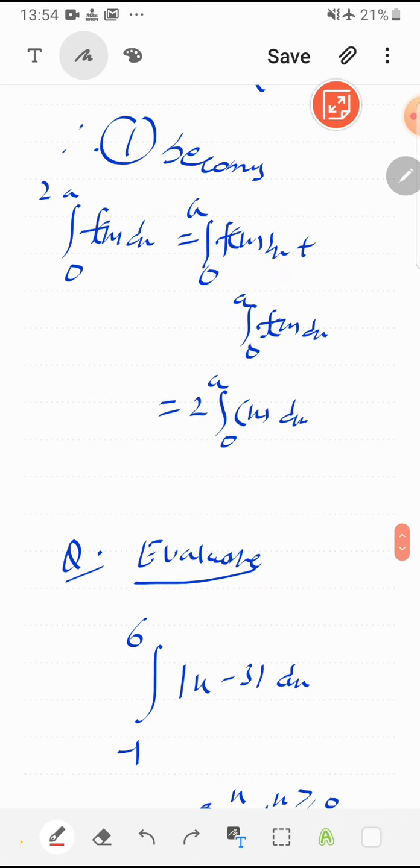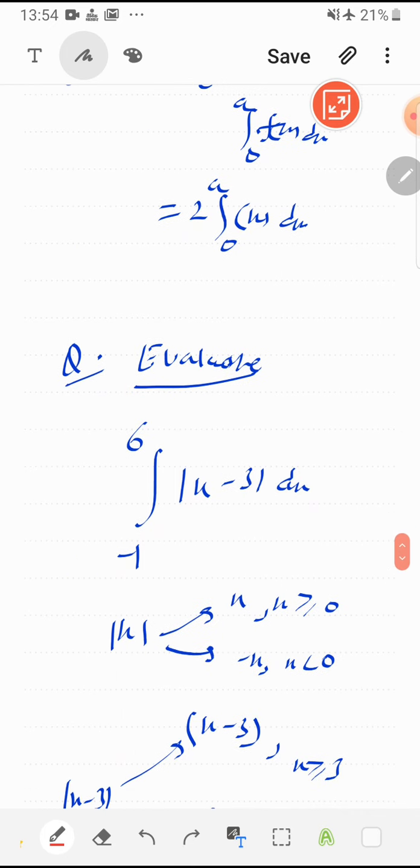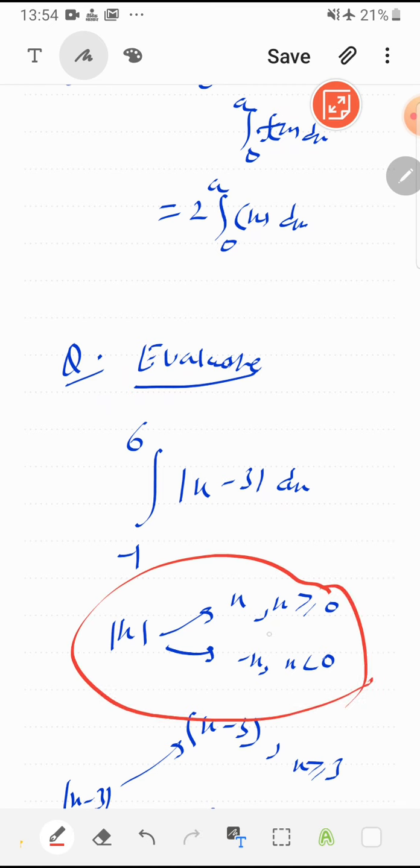Now let us see some application of these properties. Like first of all, integral from minus 1 to 6 of mod of x minus 3 dx. So we can evaluate mod using this property. As we know, the definition of mod is this: mod x is x when x is greater than or equal to 0 and minus x when x is less than 0.